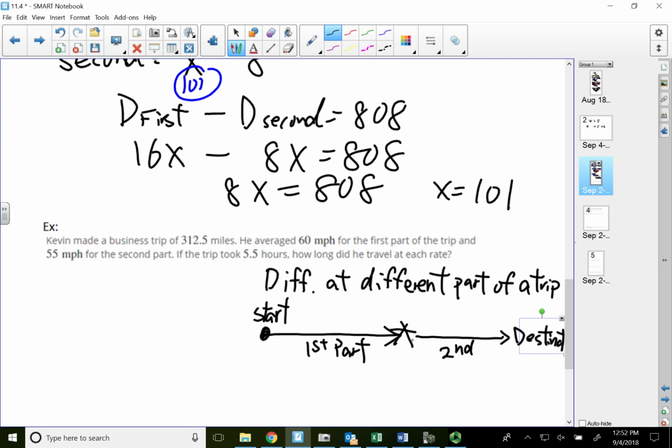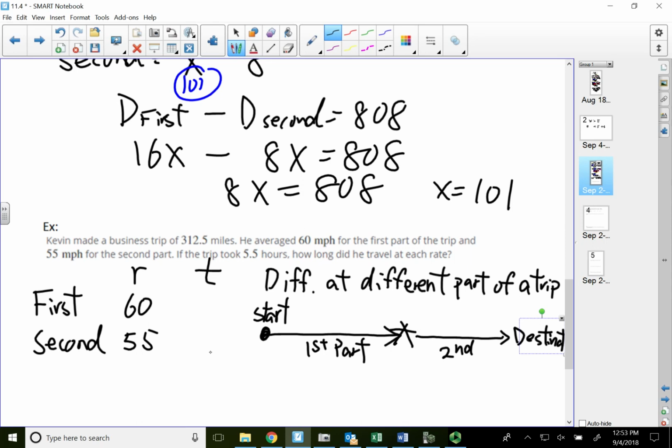Okay, so we got different speeds at different parts of the trip. So let's say we have the first part and second part. We got rate, we got time. The problem already told me the first part of the trip he was going at 60 miles per hour. Second part, he slowed it down. Maybe there are too many state troopers on the road.